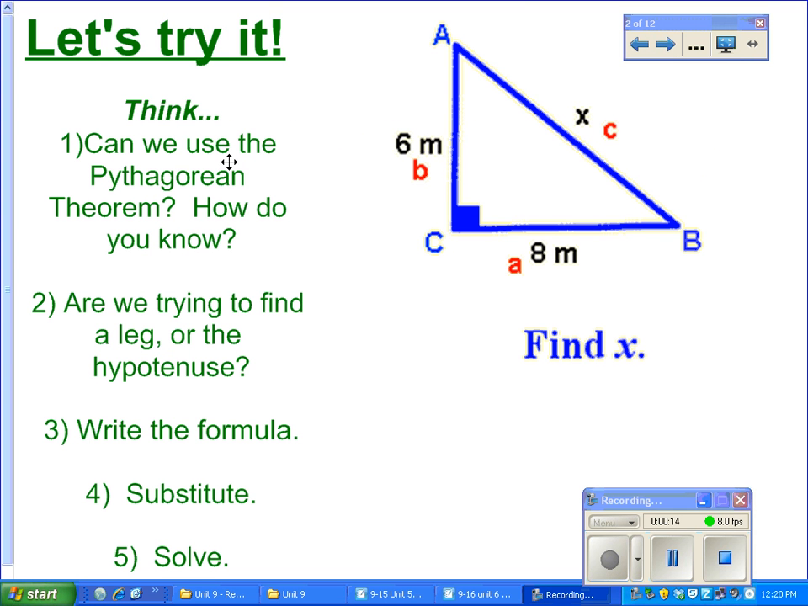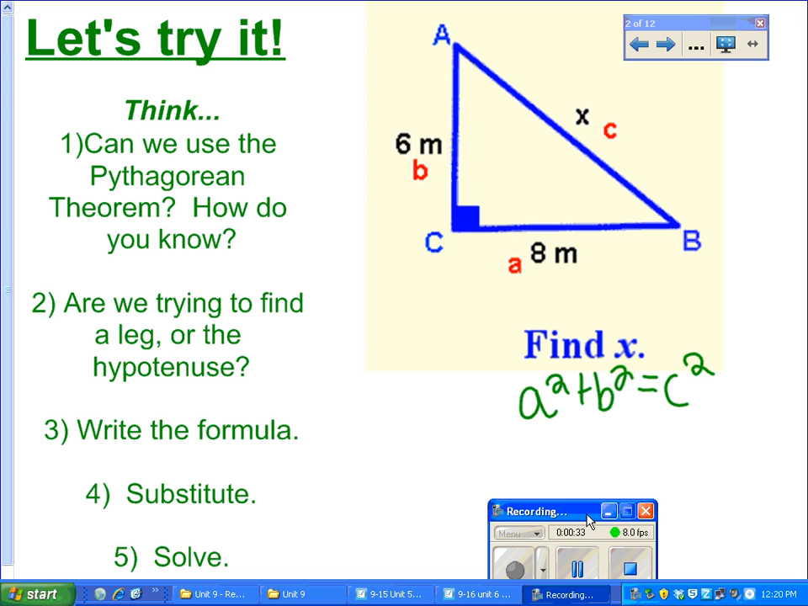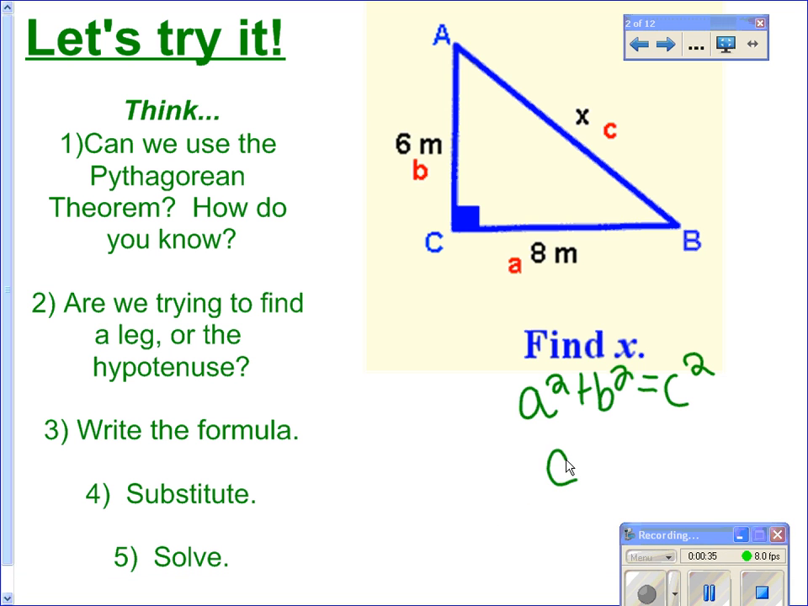So the first thing that we're going to talk about is the Pythagorean theorem. And we've gone through this many times, so I'm just going to quickly go through the formula one more time. So just so you remember, we have a squared plus b squared equals c squared. And the most important thing to remember is that C is always the hypotenuse.